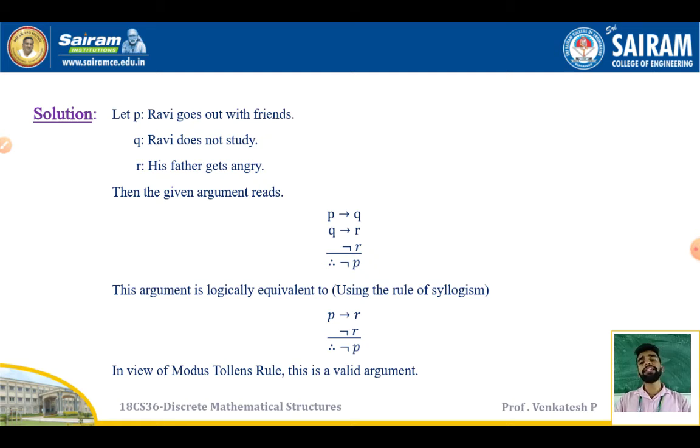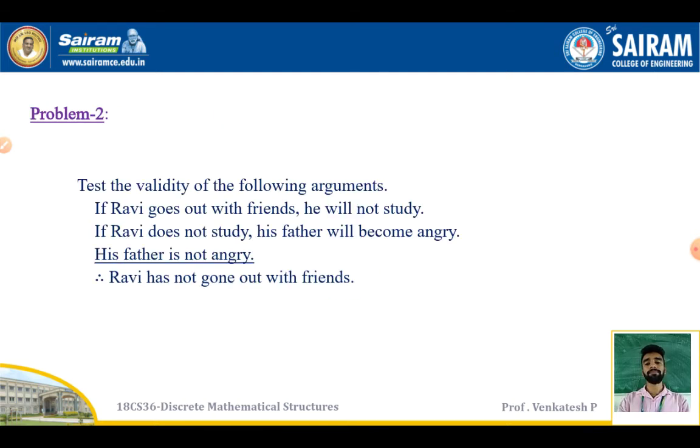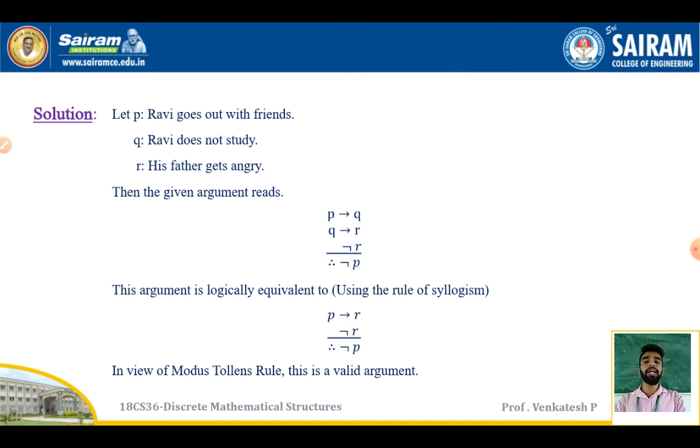So now I need to represent the given statements in terms of the given propositions. So what can I write? If Ravi goes out with friends, he will not study, that is, if P, then Q. If Ravi does not study, his father will become angry: if Q, then R. Next one, his father is not angry: negation R. Therefore, Ravi has not gone out with his friends, that is negation P.